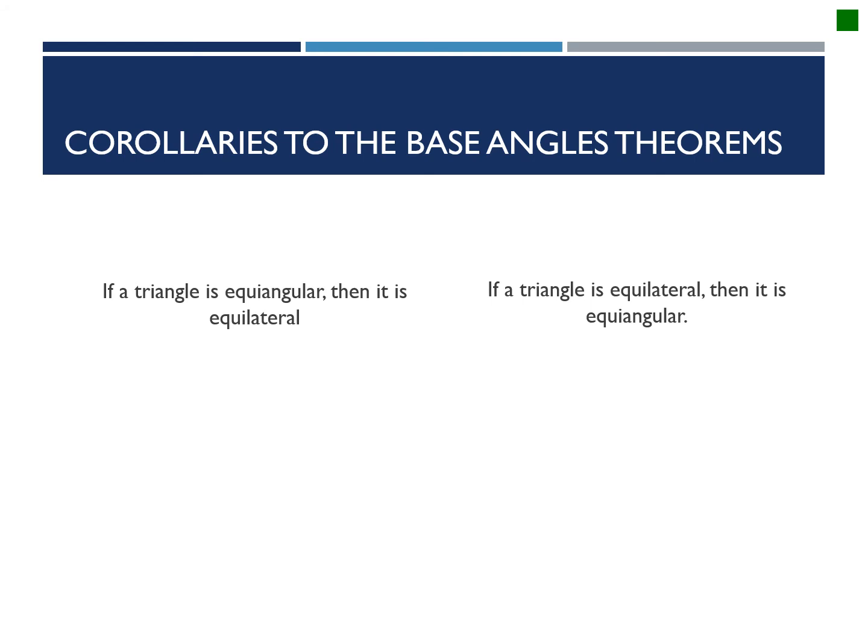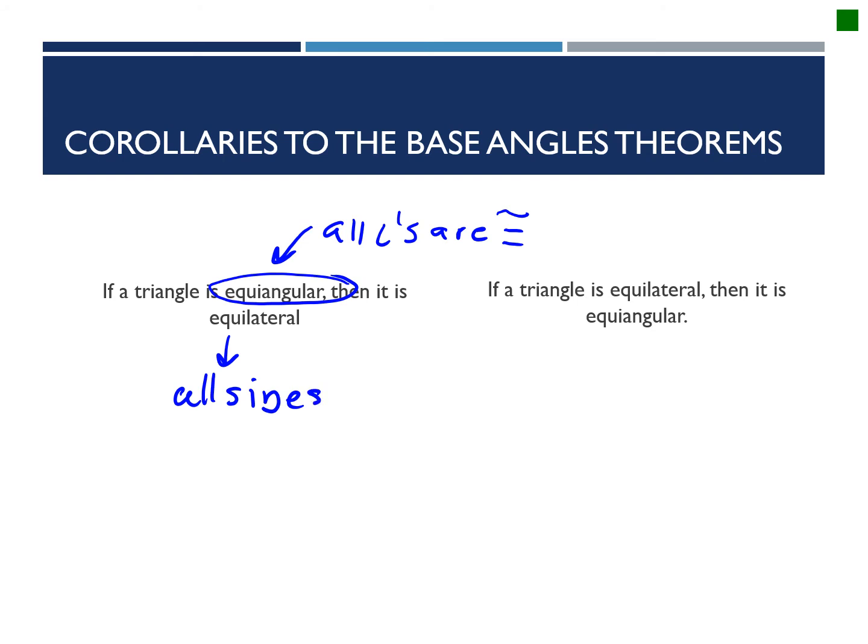Okay. So the corollary to the base angle theorem says that if a triangle is equiangular, that means that all angles are congruent, then it is equilateral, which is all sides congruent. And vice versa.